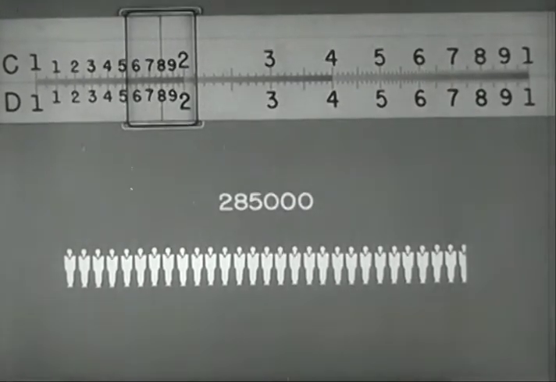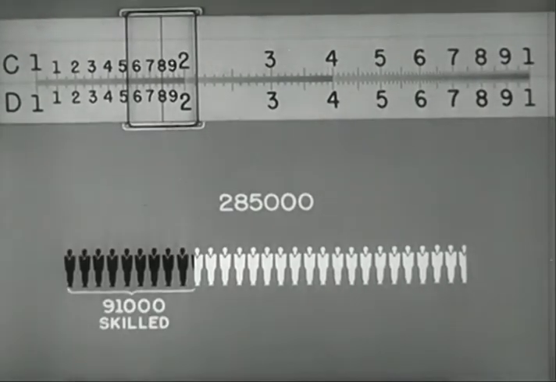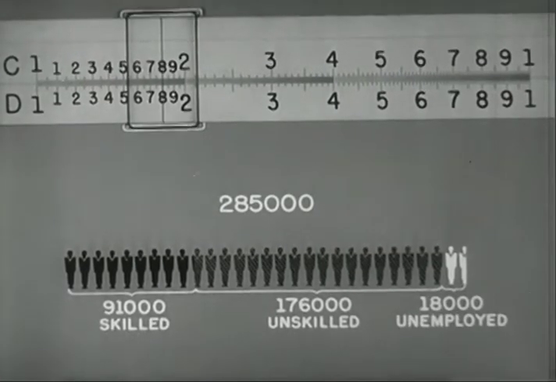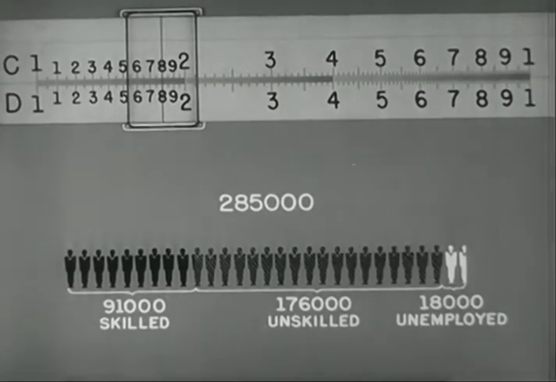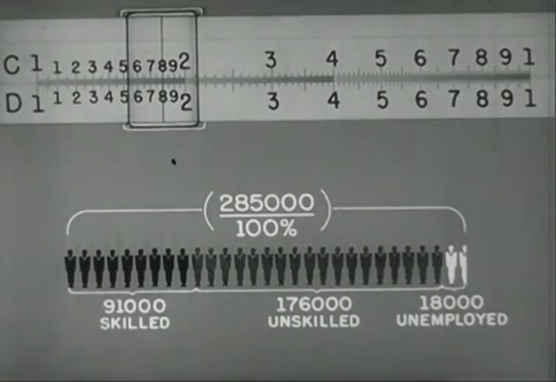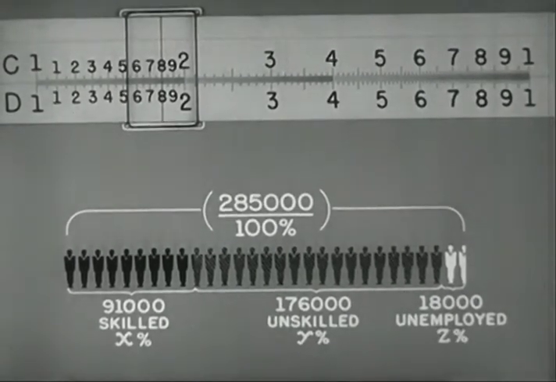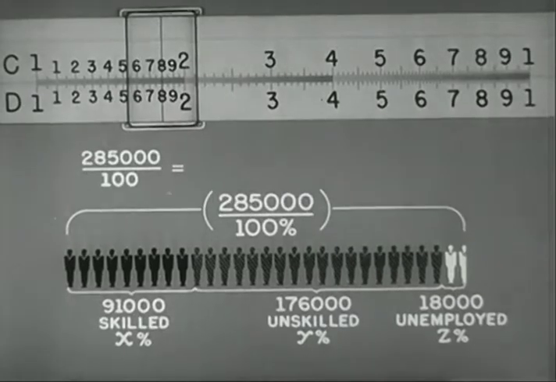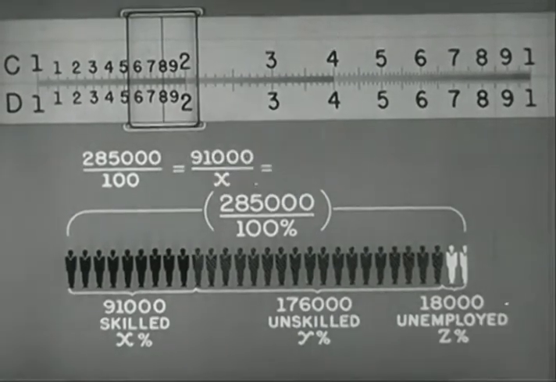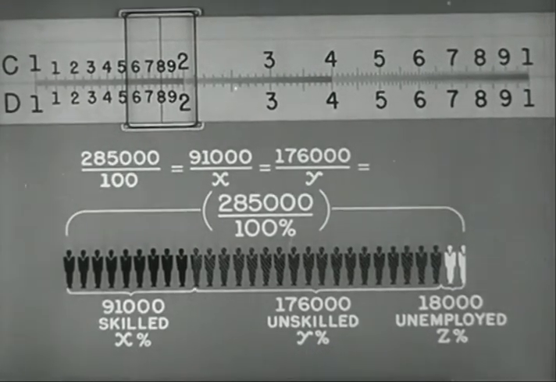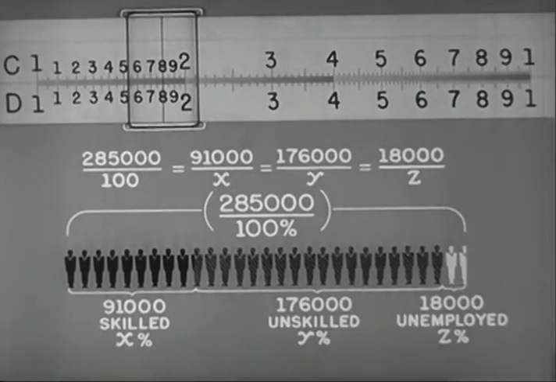Problems in percentage may also be worked by proportion. Of 285,000 men, 91,000 are skilled workmen, 176,000 unskilled, and 18,000 unemployed. What is the percentage in each group? 285,000 is 100%. Find the percentages of X, Y, and Z. Stating the problem in terms of proportion, 285,000 is to 100, as 91,000 is to X, as 176,000 is to Y, as 18,000 is to Z.